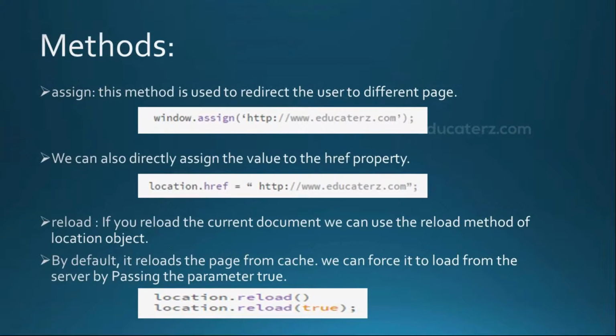Let's say you don't want to redirect the user to another page. You want to redirect the user to the same page, which means reloading the page again. How can we do it? We can do it with the reload method. By default, it reloads the page from cache. We can force it to load from the server by passing the parameter as true. When you don't pass any arguments to the reload method, it will load the page from the cache, whereas if you pass the argument as true, it will fetch the details from the server.